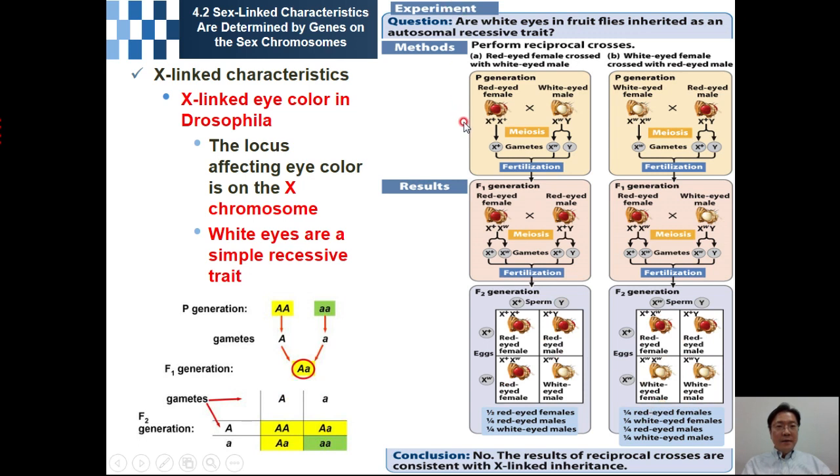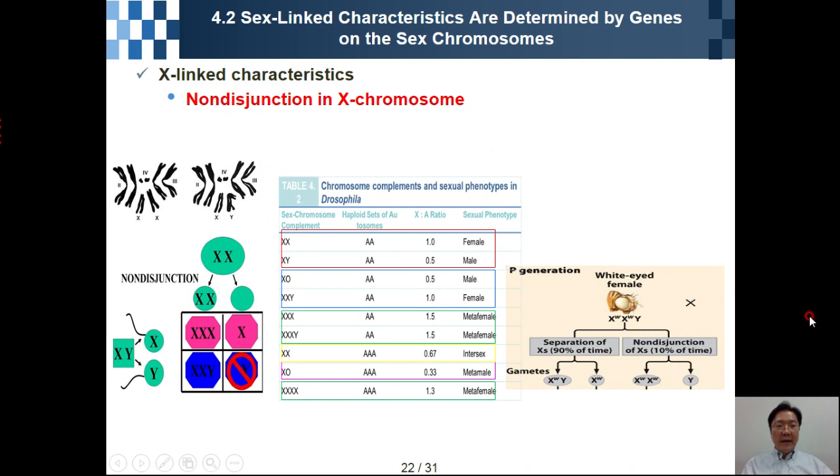But based on this result, we cannot say that the gene which encodes white eyes is located on the X chromosome, because there is also another sex chromosome, the Y chromosome. Based on this result we cannot say, but in this slide we know some characteristics of the X chromosome: usually in 10% of cases, non-disjunction happens.